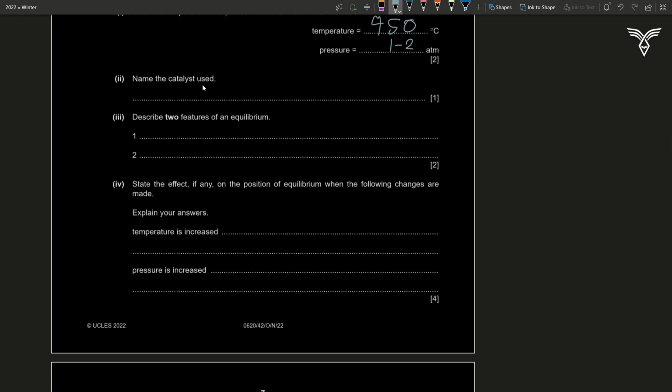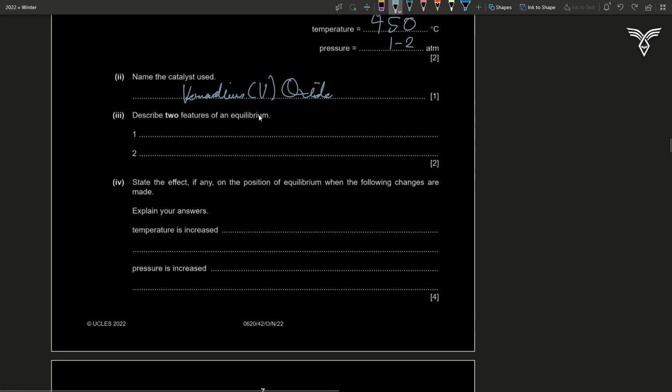Name the catalyst used. In the Haber process we use iron as a catalyst, but in the contact process we use vanadium 5 oxide. You have to indicate that it's vanadium 5 oxide. The oxidation state must be present.